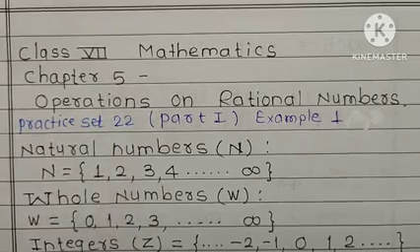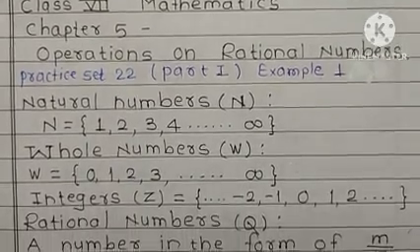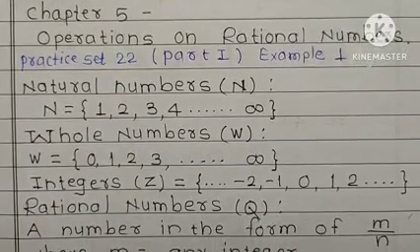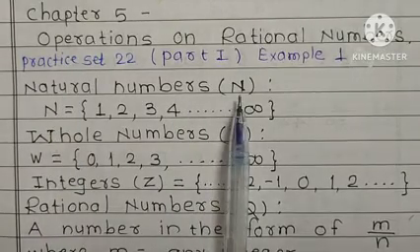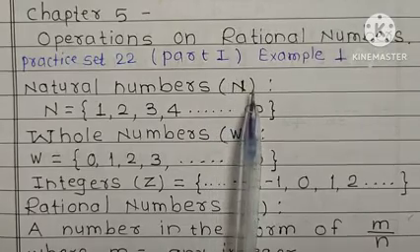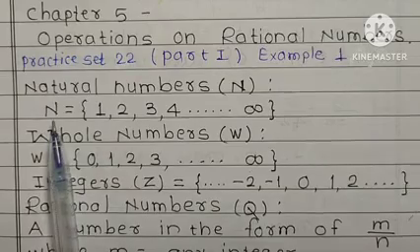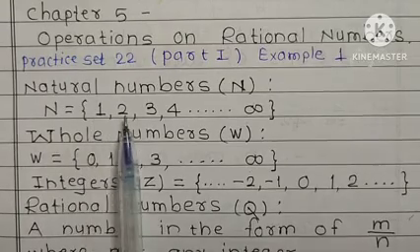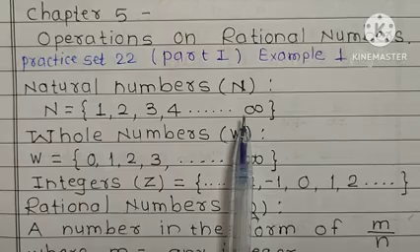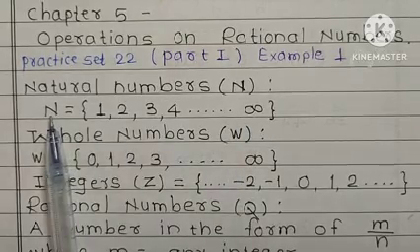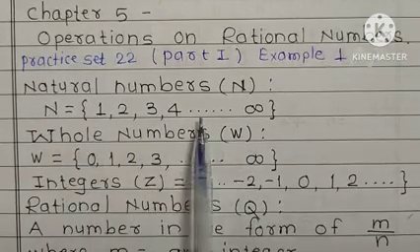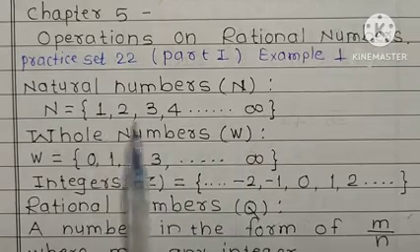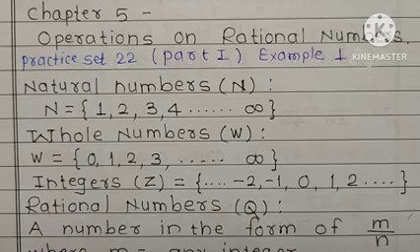Before starting this practice set, we should know what natural numbers are. Natural numbers is a set denoted by capital N. All counting numbers are included in this set, starting from 1, 2, 3, 4, 5 up to infinity. All these numbers are included in the set of natural numbers.